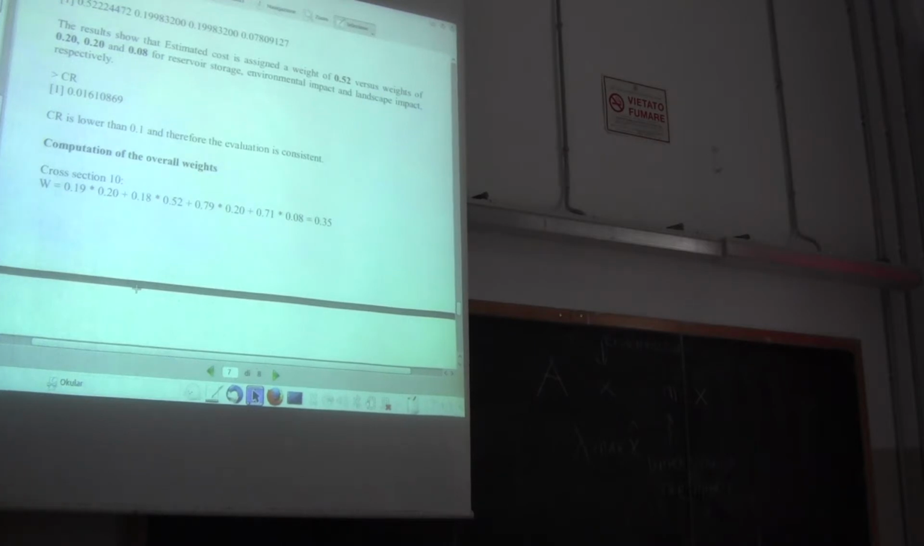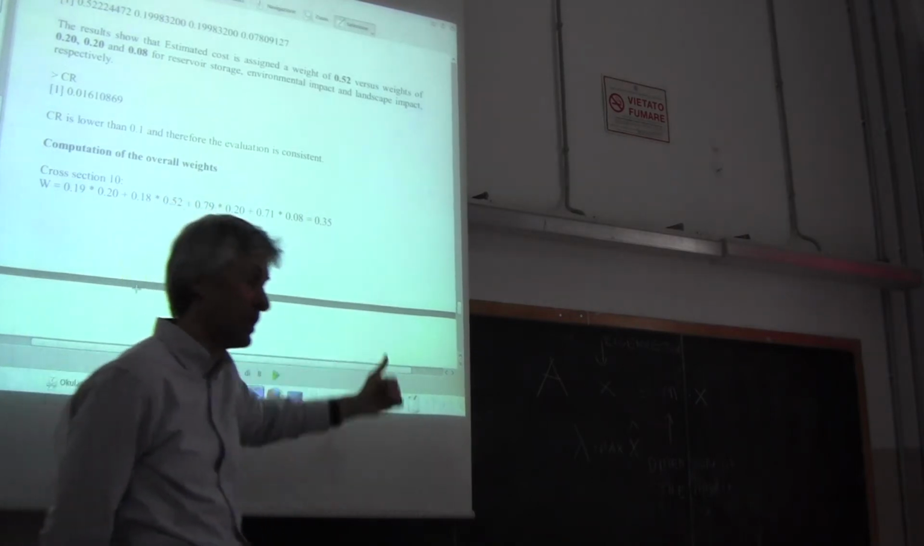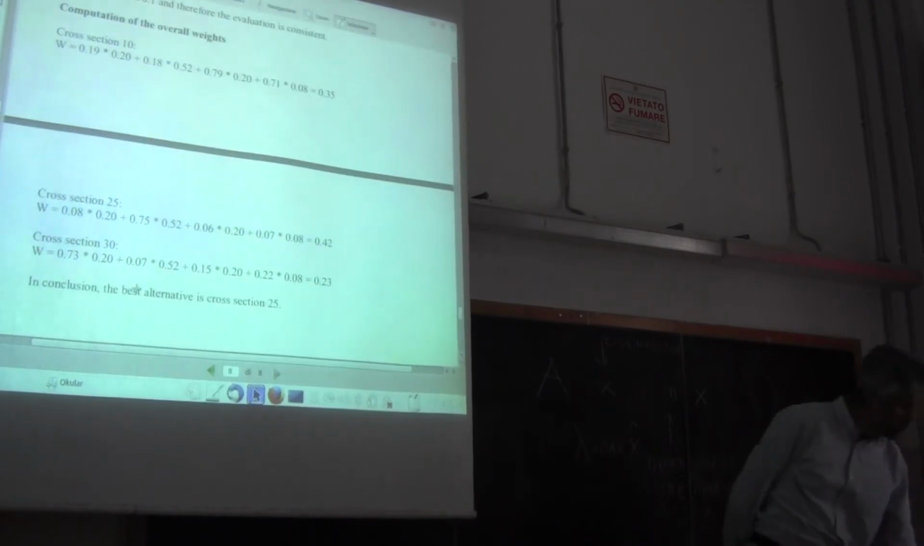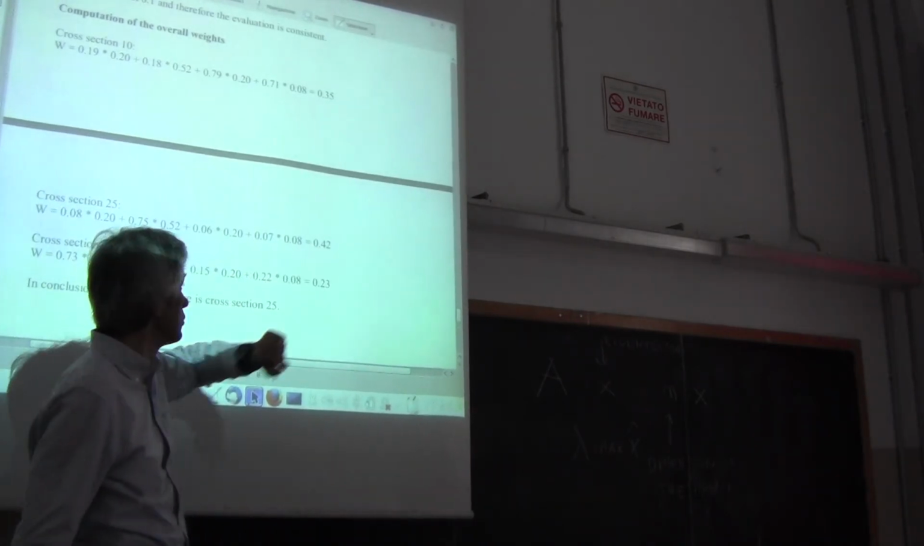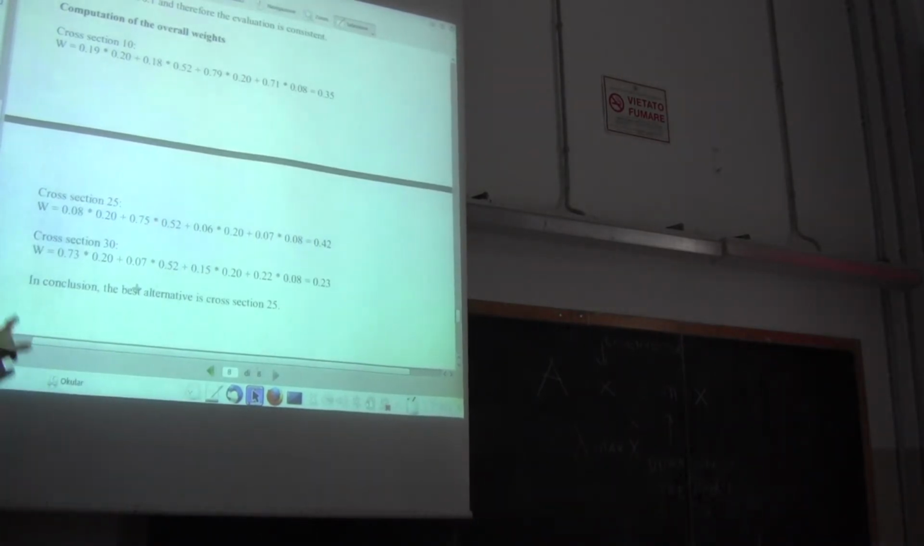Because the scores of each solution with respect to each criterion sum to 1, and the weights given to the criteria sum to 1. So when you make this multiplication, you end up with a ranking through weights that sums to 1. So let's move forward then. For the other two computations, you see that for 25 you get a score of 0.42, and for section 30 you get 0.23. And so basically you end up with your conclusion, the best alternative is cross-section 25.